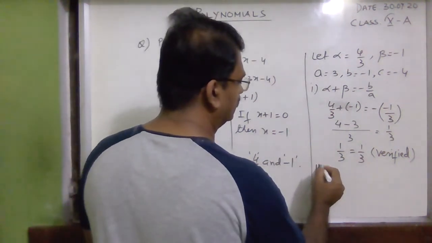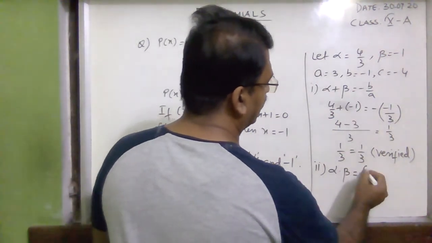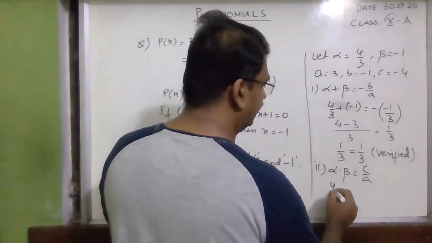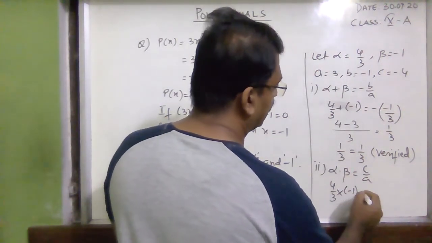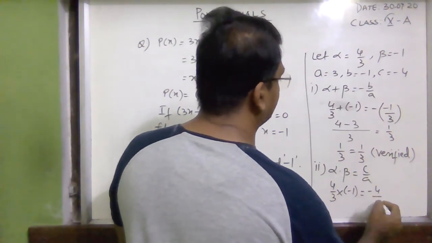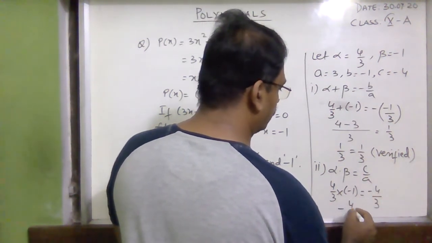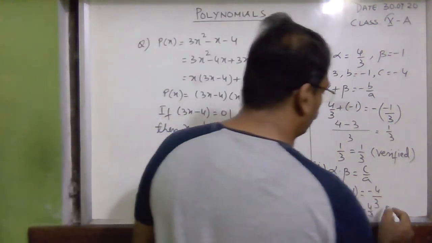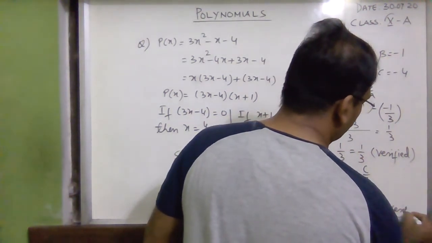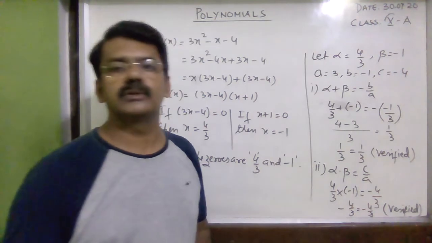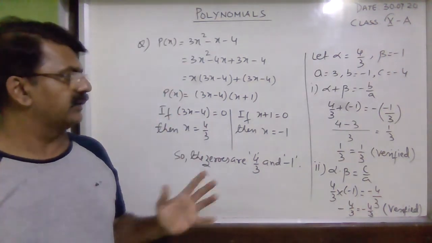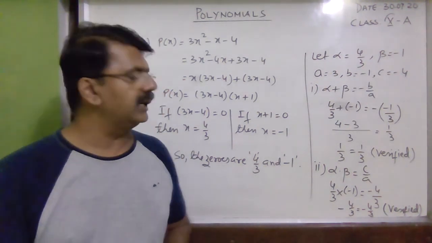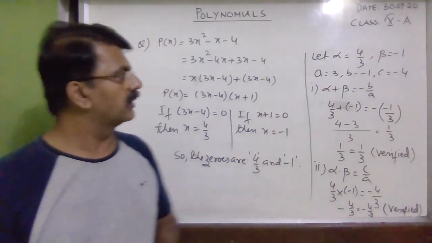Now the second one, alpha into beta is equal to c by a. Now 4 by 3 into minus 1 is equal to c is minus 4 and a is 3. Now it is minus 4 by 3 is equal to minus 4 by 3. Once again you can see we are having the same thing on both sides. So again it is verified. So you see here also both the relations are verified, the relations between the zeros of a quadratic polynomial and the coefficients of that quadratic polynomial.